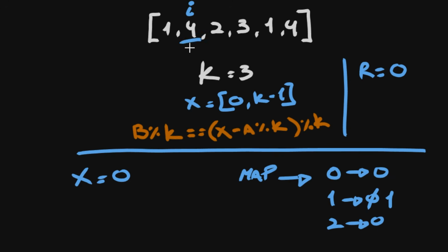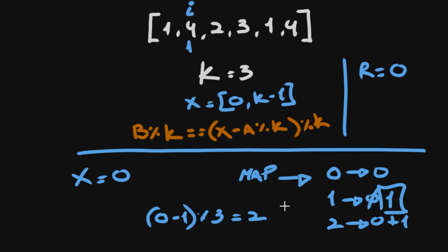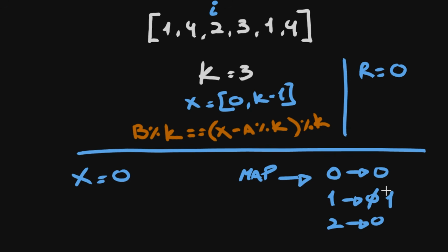Now the I pointer is here, so we do 4 divided by 3, and this is 1. So now we are looking for this in the map, meaning 0 minus 1 modulo 3. And this is 2, so we need to put 0 plus 1 in map at 1. So map at 1 is already 1. And the maximum value for the largest subsequence is currently 1, so we'll replace the result with 1.